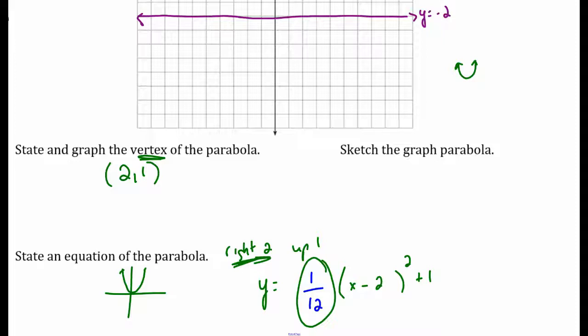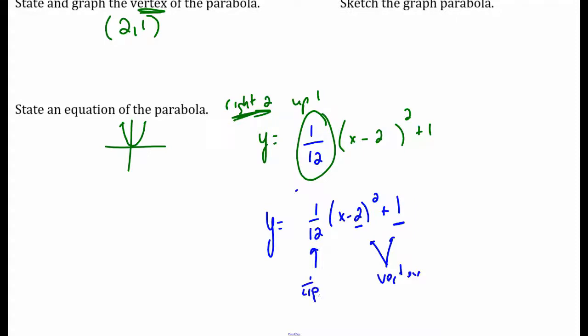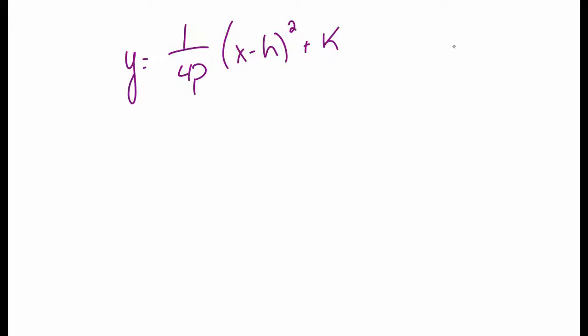That's my leading coefficient. So the equation of this parabola comes out to be y equals 1/12 (x minus 2) squared plus 1. I went right 2, up 1. Those come from the vertex. That 12 there came from 1 over 4p, 1 over 4 times the focal length. So in general, if you're one of those memorizers and don't like to think about transformations, it's y equals 1 over 4p times (x minus h) squared plus k, where (h, k) is the vertex.